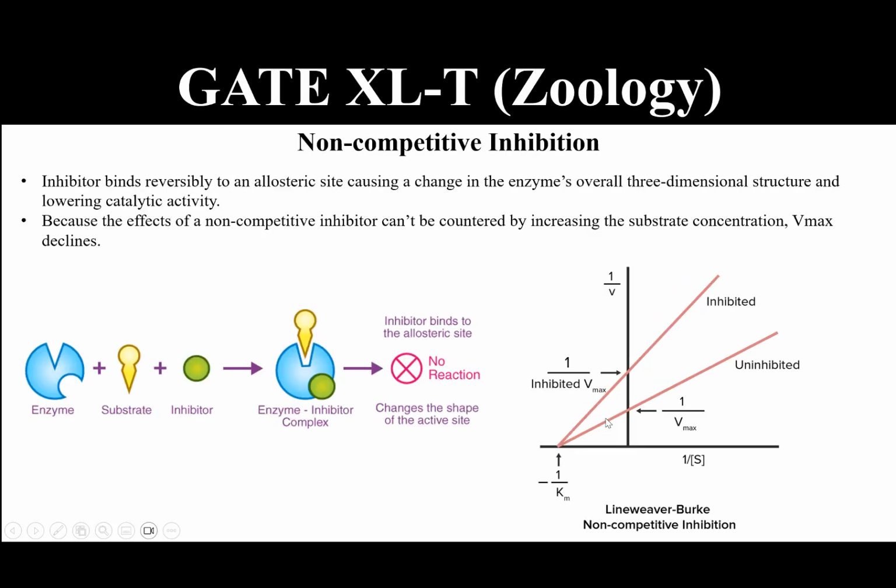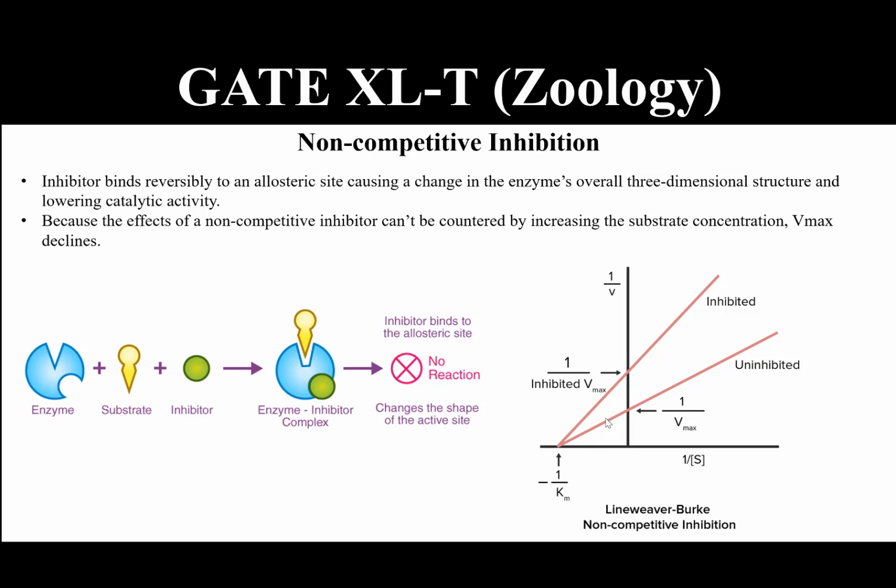Moving on, the next kind of inhibition is non-competitive inhibition. Here, the inhibitor binds reversibly to an allosteric site, causing a change in the enzyme's overall 3D structure and lowering the catalytic activity. Allosteric site is any site other than the active site.